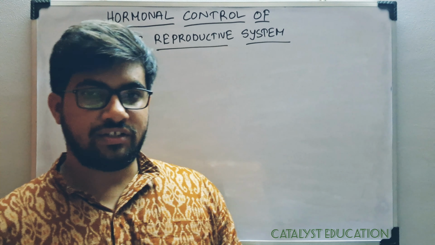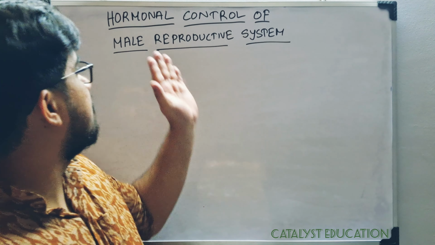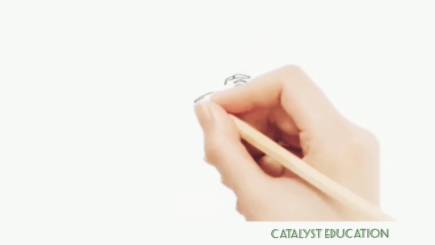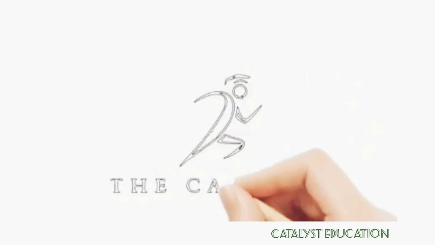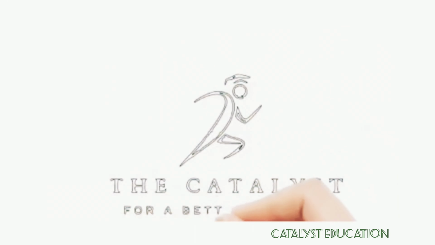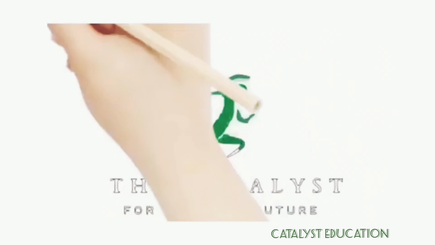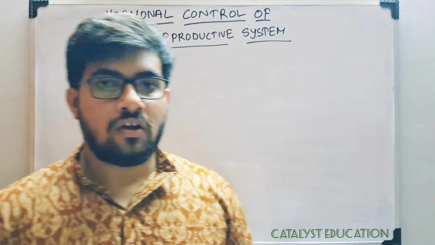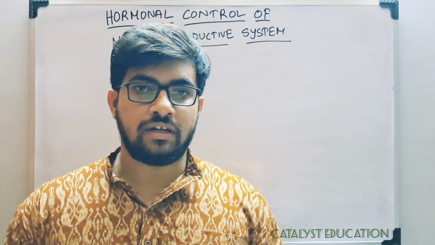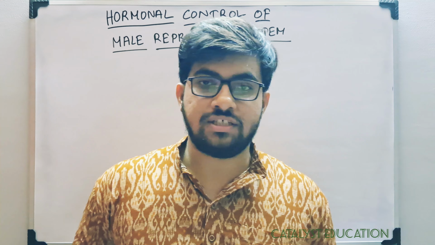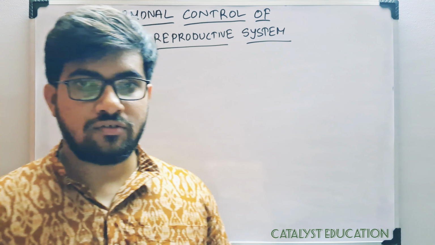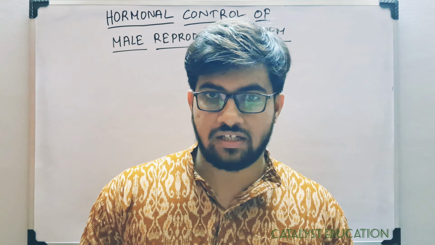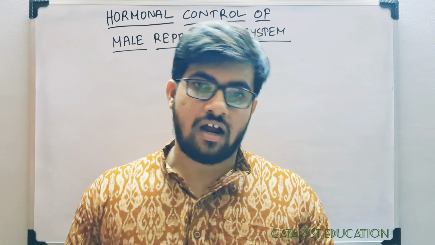In this video, we will mainly talk about the hormonal control of the male reproductive system. So there are several hormones which act on the male reproductive system to make it functional. And today we will look into them and we will do it in a manner of flowchart to make them easy and understandable.